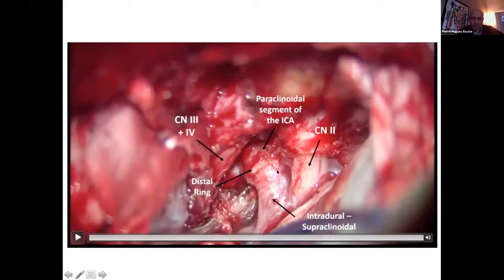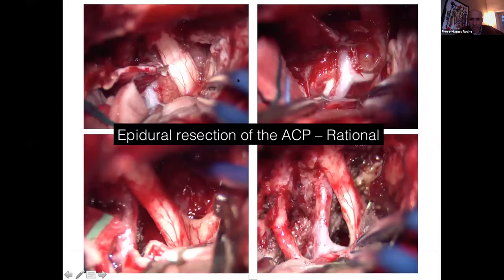So moving to the next, this is the final view of another surgery. You see here how the resection of the ACP can open your corridors between the optic canal and the optic nerve and the carotid artery, and between the carotid artery and the third nerve.